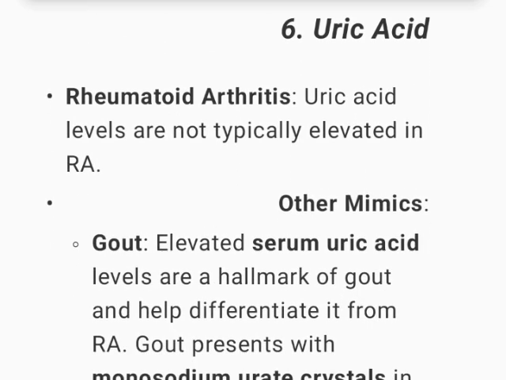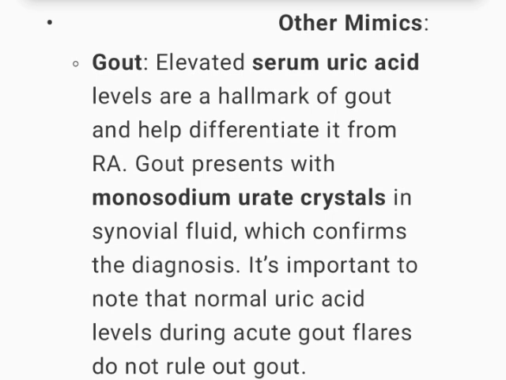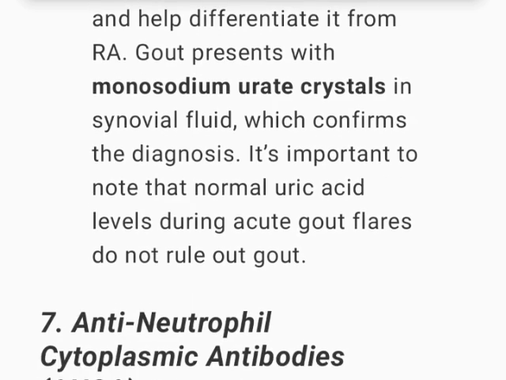6. Uric acid. Rheumatoid arthritis. Uric acid levels are not typically elevated in RA. Other mimics. Gout. Elevated serum uric acid levels are a hallmark of gout and help differentiate it from RA. Gout presents with monosodium urate crystals in synovial fluid, which confirms the diagnosis. It's important to note that normal uric acid levels during acute gout flares do not rule out gout.